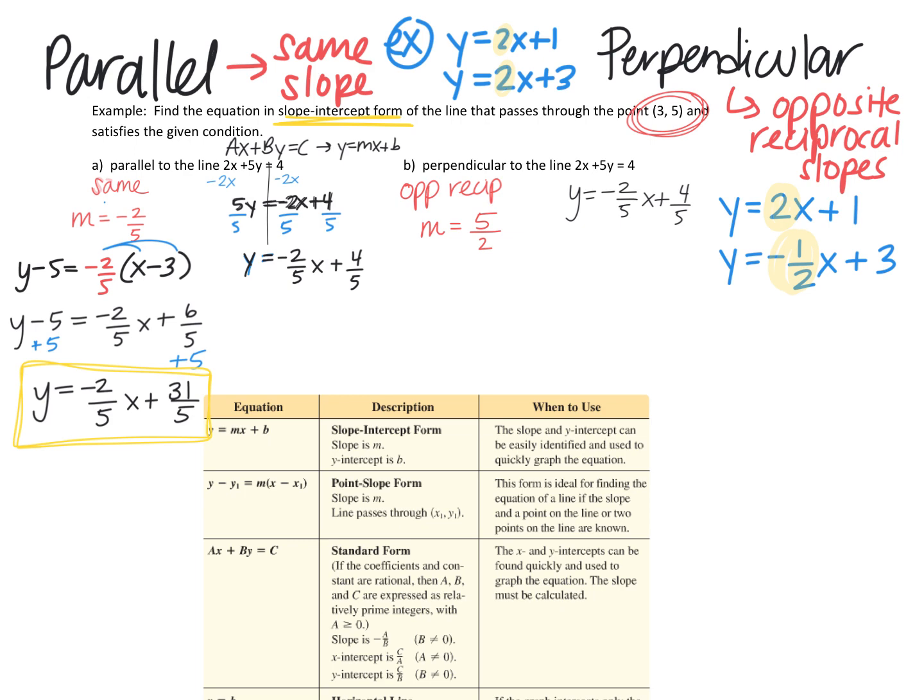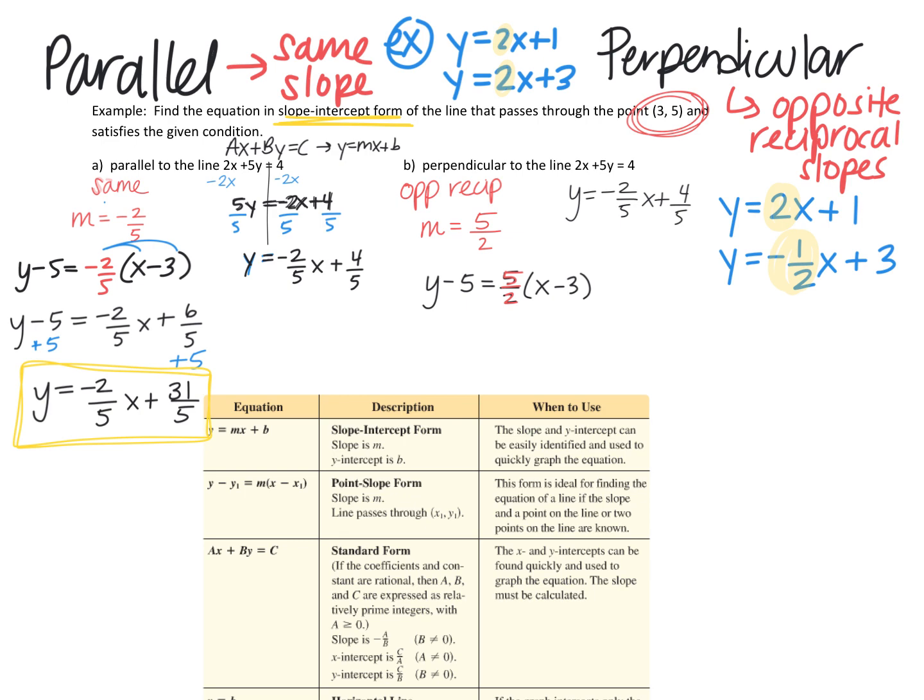Okay, remember you're still using the point (3, 5), so y minus 5 equals 5/2 times (x minus 3). And the 5/2 is your new slope. To make it opposite reciprocal to the other line, we had to change the sign and flip the fraction to make it opposite reciprocal. All right, I'll let you do it from here.